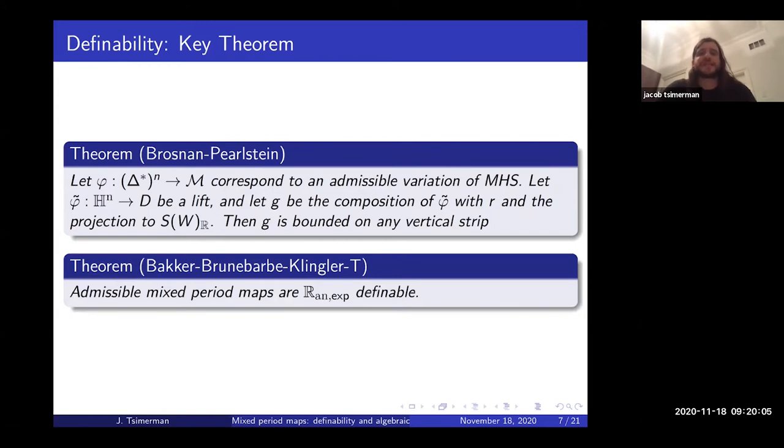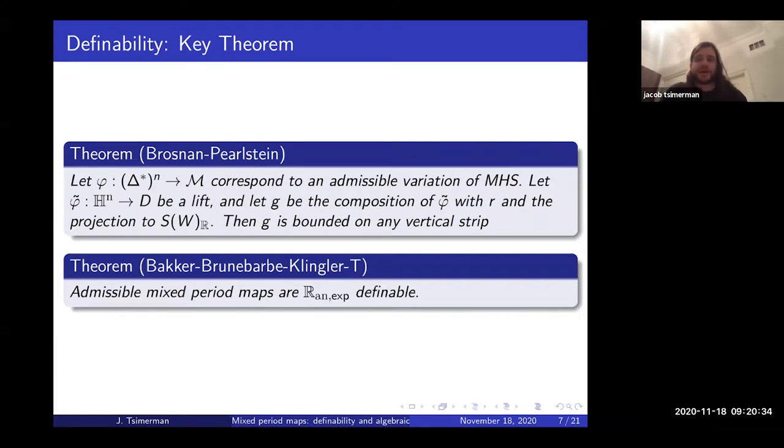And then from this, it's basically a formal consequence. From this and the work in the pure case and the setup above, admissible mixed period maps are definable over R and exp. Because essentially, the only extra piece that you have to include is the data of these splittings. And this theorem is exactly the ingredient you need to make sure that that's tame as well.